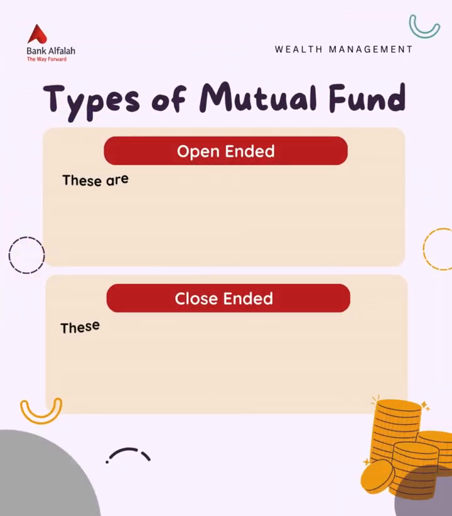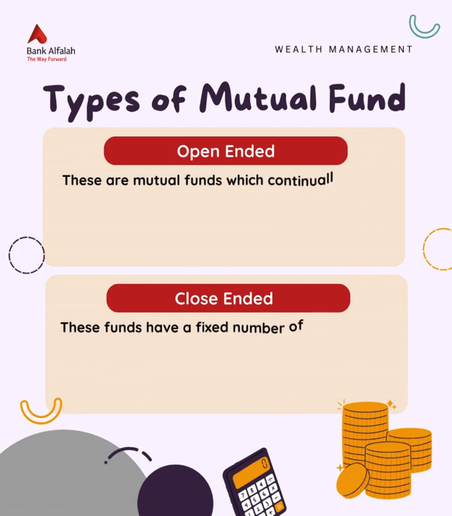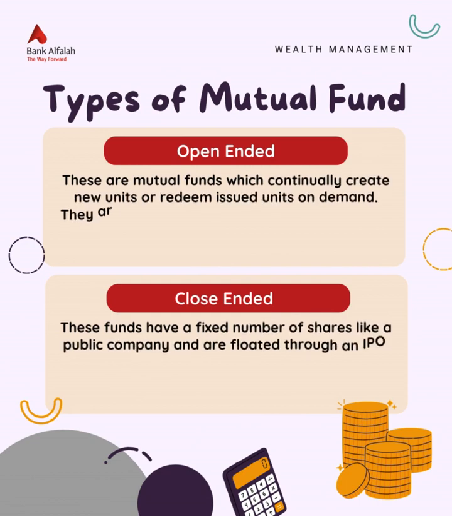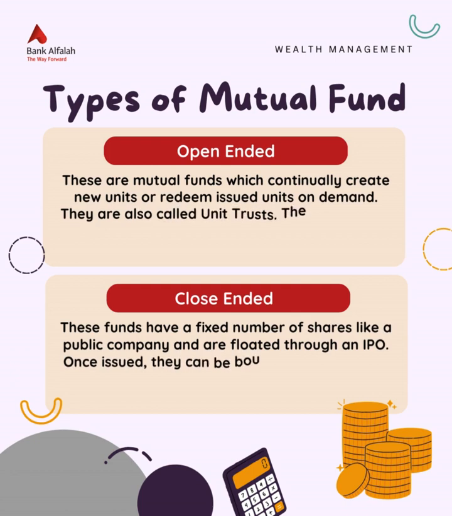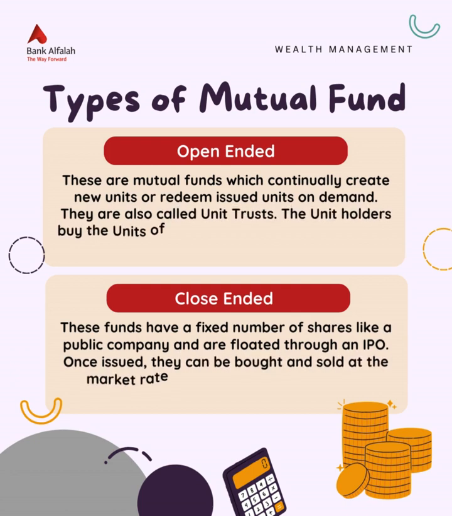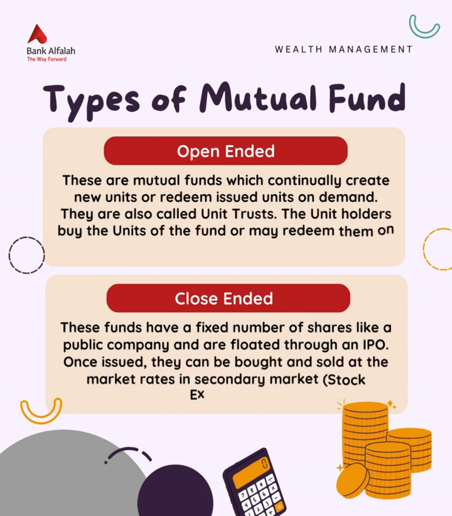There are two types of mutual fund. First one is open-ended. These are mutual funds which continually create new units or redeem issued units on demand. They are also called unit trusts. The unit holders buy the units of the fund or may redeem them on a continuous basis at the prevailing net asset value.